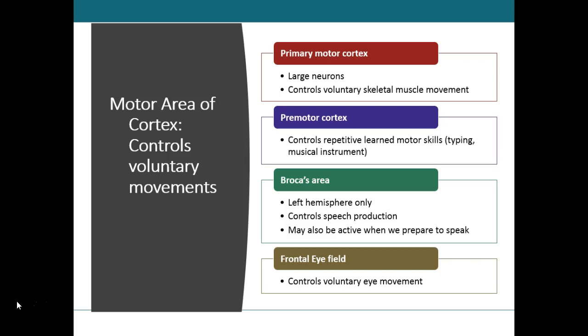People who suffer from a CVA, cerebrovascular accident, or a stroke in this area can still have clear thoughts, but because of the inability to control those muscles of speech, they're unable to form the words.